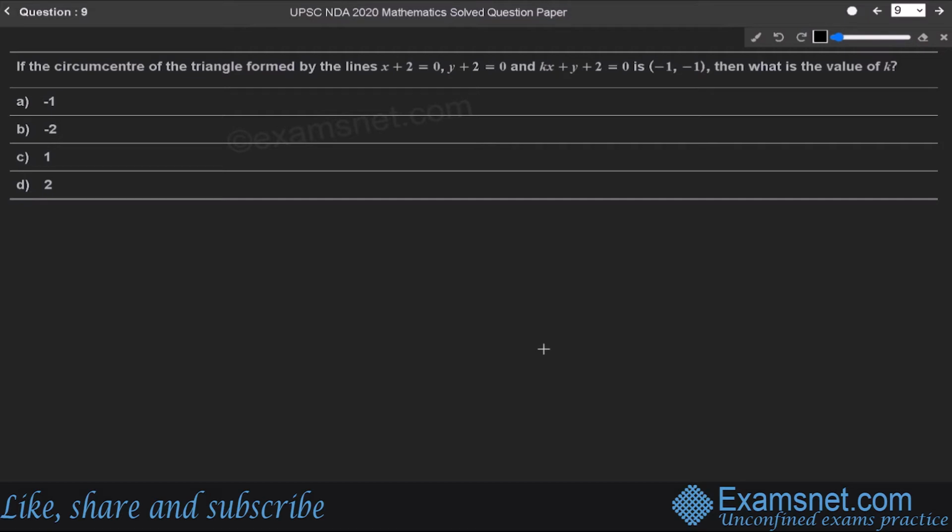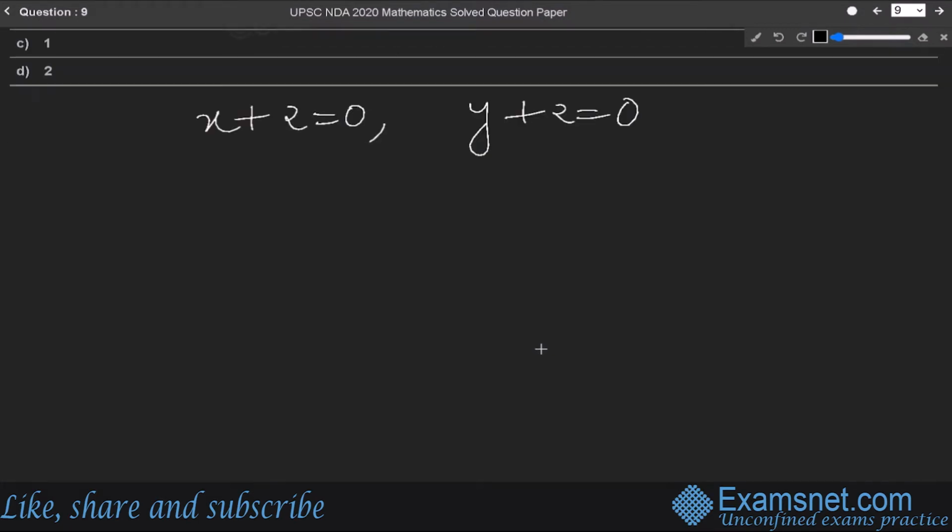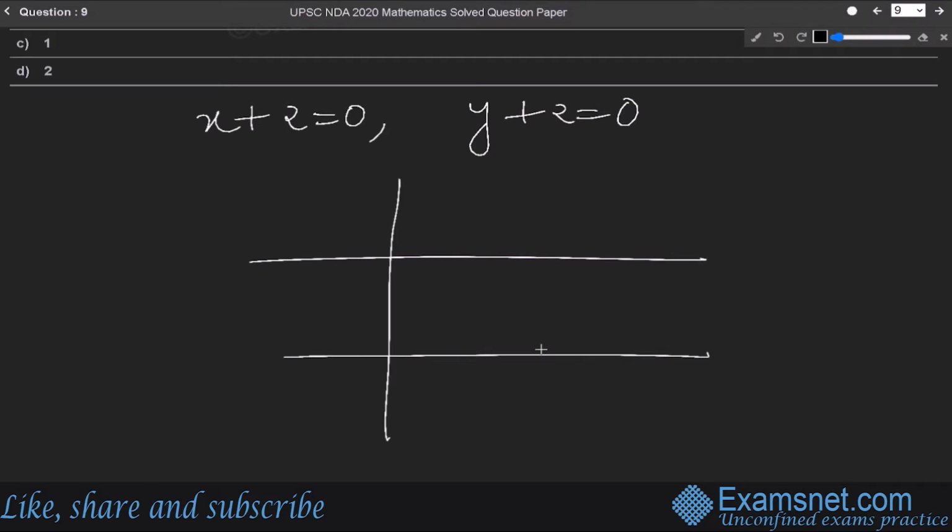We know that the given equations are x plus 2 equals 0 and y plus 2 equals 0. These are the equations of two sides of the triangle. They intersect at a right angle. Thus, the triangle formed by them will be a right angle triangle. Now let us understand this by the diagram. Let us assume that this particular figure is our right angle triangle. Let us name it A, B and C.